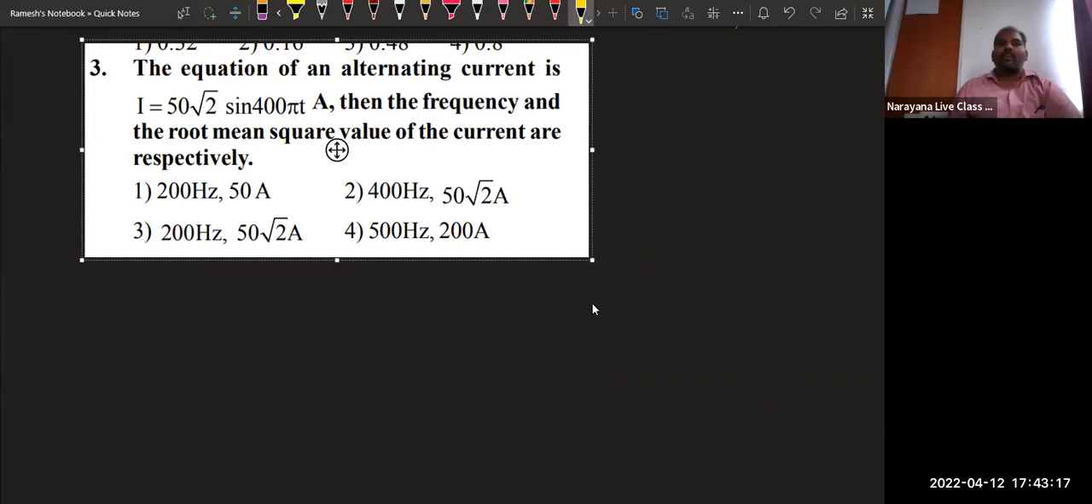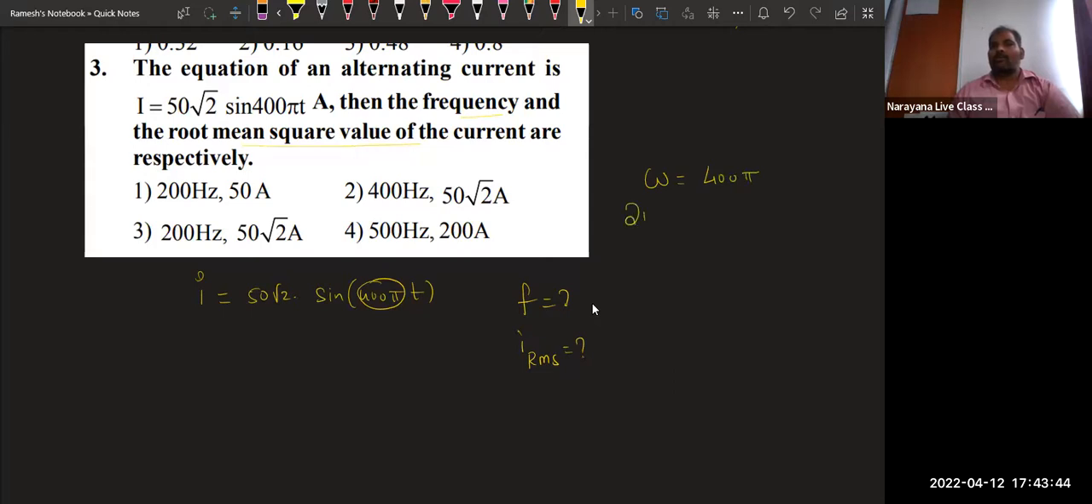The equation of an alternating current, how much is given? I is equal to 50 root 2 into sine of 400 into pi into t. Then find the frequency, how much? Then root mean square value of the current, how much is asking. What a frequency, right? This is omega, na? This is omega into t. Omega equal to how much? 400 into pi. Omega value how much? 2 pi f equal to 400 into pi. Pi cancels, so f value how much? 200 hertz. Option 3, sir. Option 3. Let me check.